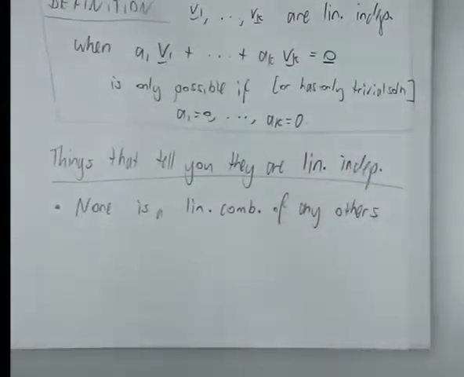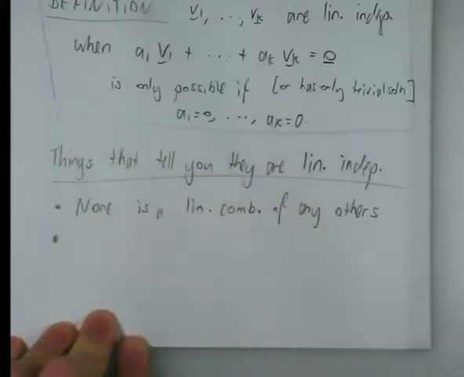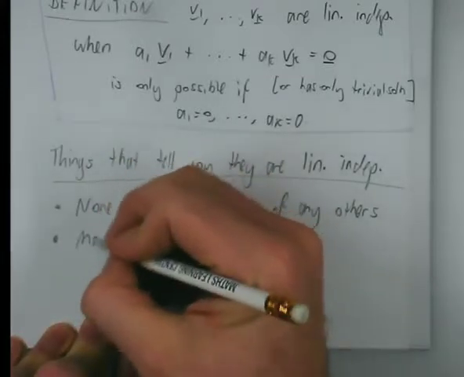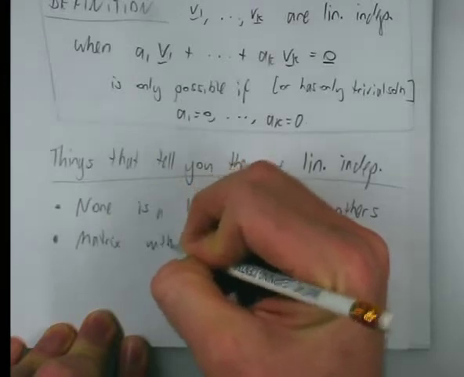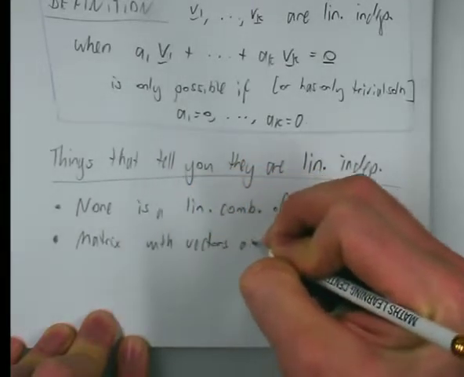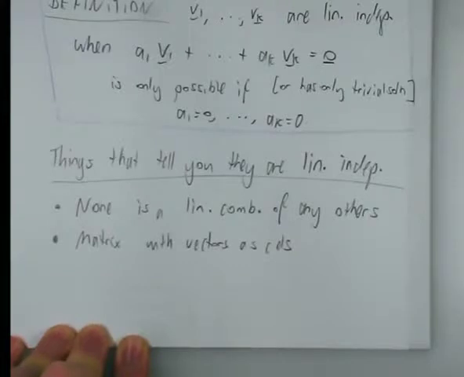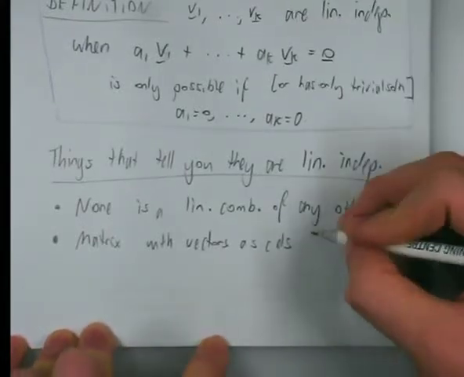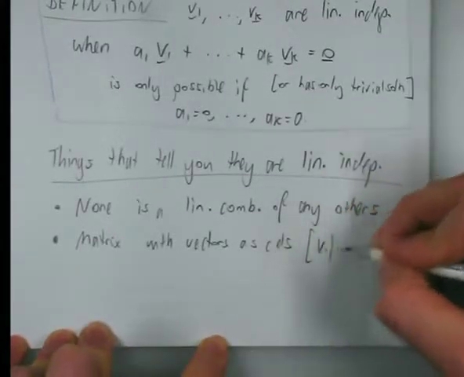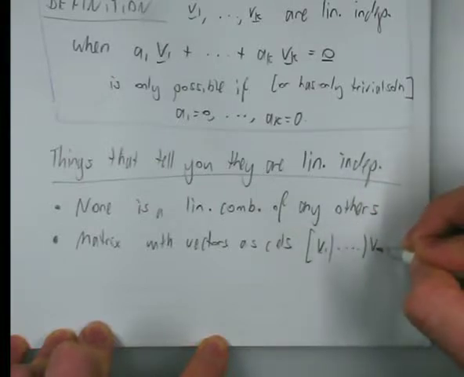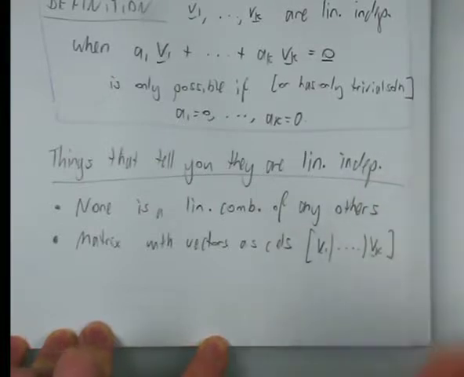Okay? And you can see that that would be really hard to check, because if there's like 10 of them, you'd have to say that this one's not a combination of any of those, this one's not a combination of any of those, and it would take ages to check. But it's much quicker to do the matrices, which is the next thing. So the next thing you would do is if you have a matrix with the vectors as columns, okay? So it's a matrix with the vectors as columns, because vectors are supposed to be columns anyway.